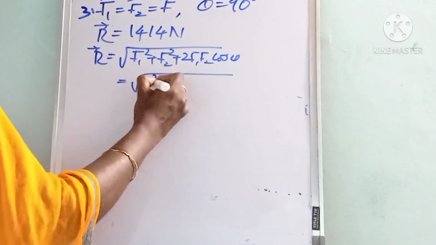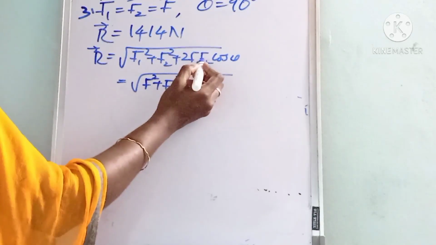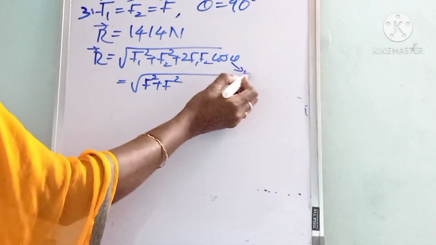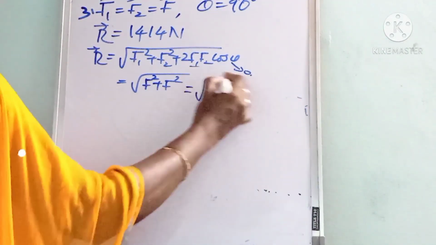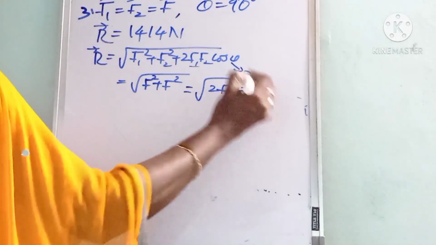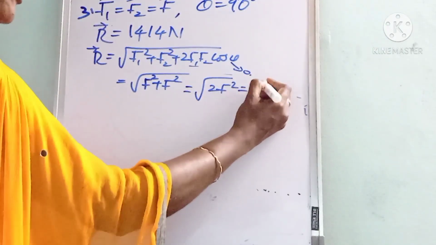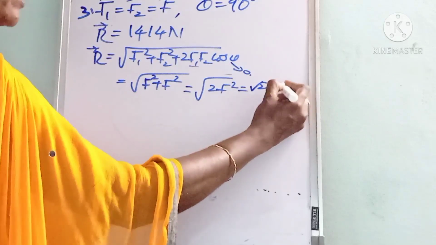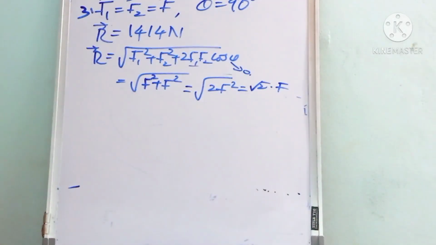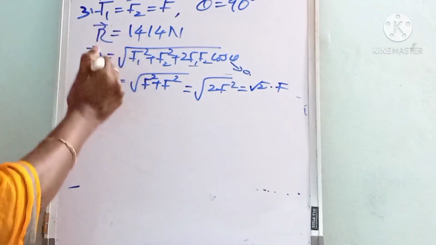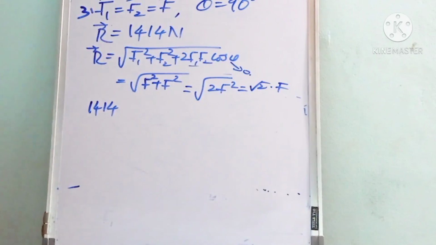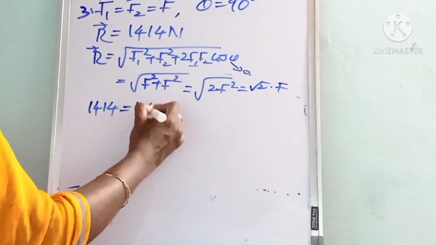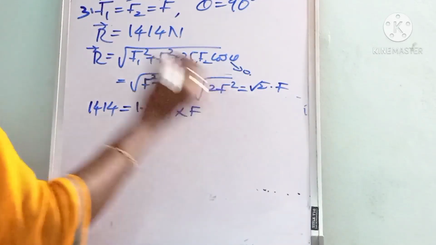So it is F square plus F square. Here the value of cos 90 is 0, so this term becomes 0. And this is equal to the square root of 2 F square. So root 2 times the square root of F square is F. And here R is given as 14.14. You know the value of root 2, it is 1.414 into F.